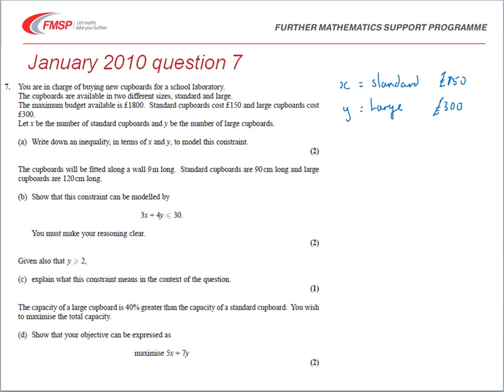We're then given a second constraint. The cupboards will be fitted to a wall 9 meters long. The standard cupboards are 90 centimeters and large cupboards are 120 centimeters. And we're asked to show that that constraint is modeled by a particular equation.